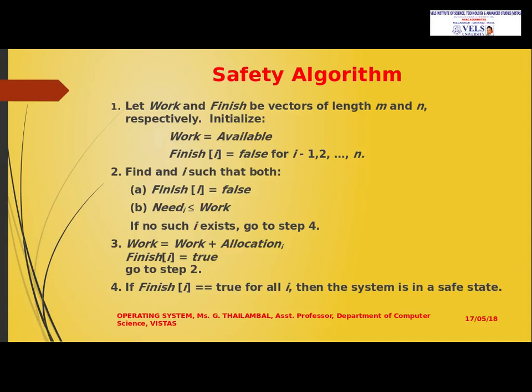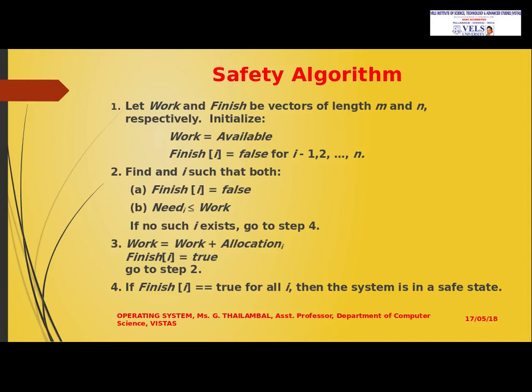So in the second step, it checks whether finish of i is false and need is less than or equal to work. What is need? The resources needed by the process, and what is work? Available resources. So available resources is 50 for example, and the process needs 80. Can we allocate the process? No, we cannot allocate because we only have 50 resources. How can I allocate for a process needing 80 resources? So I will not allocate that.